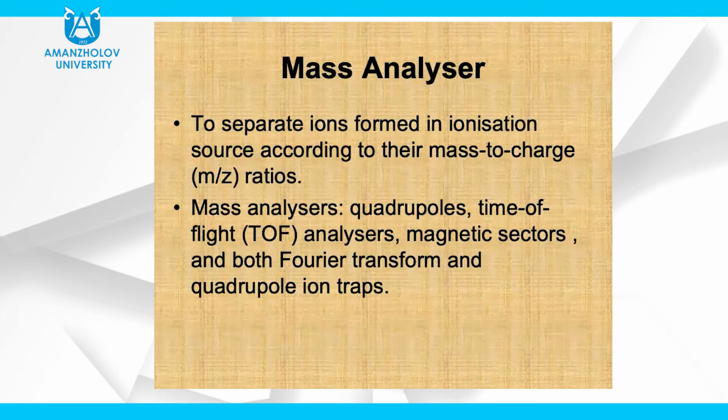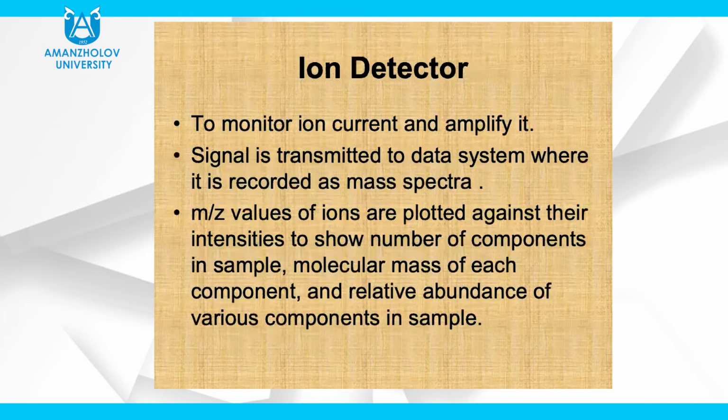The mass analyzer is used to separate ions formed in the ionization source according to their mass to charge ratio. Mass analyzers can be quadrupoles, time of flight analyzers, magnetic sectors, and both Fourier transform and quadrupole ion traps. Ion detectors are used to monitor ion current and amplify it, so the signal is transmitted to the data system where it is recorded as mass spectra.